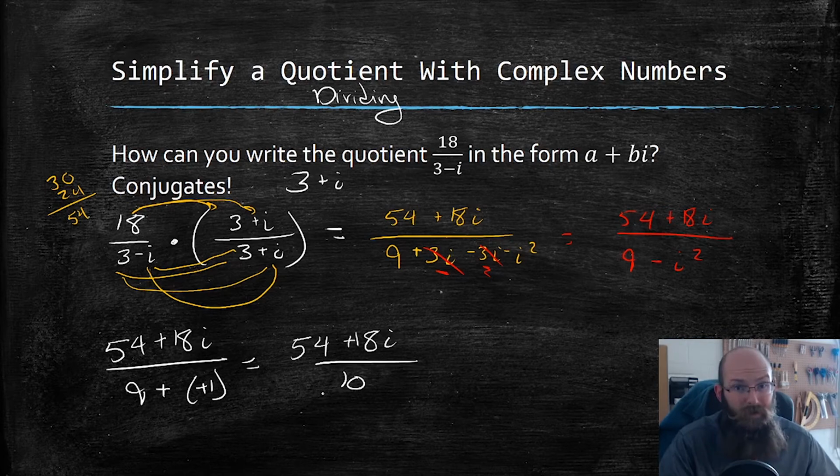Sweet. But I can simplify further. There's a 2 in everything here. I'm going to divide everything by 2. So I'm actually going to factor a 2 out of my numerator first.